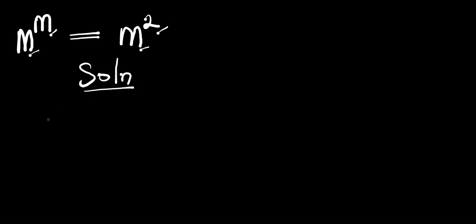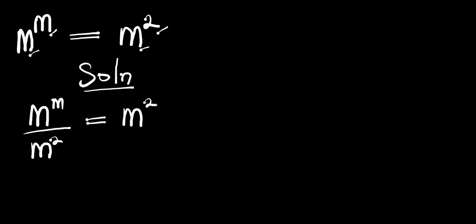Now what we can do is we can actually have m to the power of m divided by m to the power of 2, and this is equal to m to the power of 2 divided by m to the power of 2. So we are simply dividing both sides by m to the power of 2.